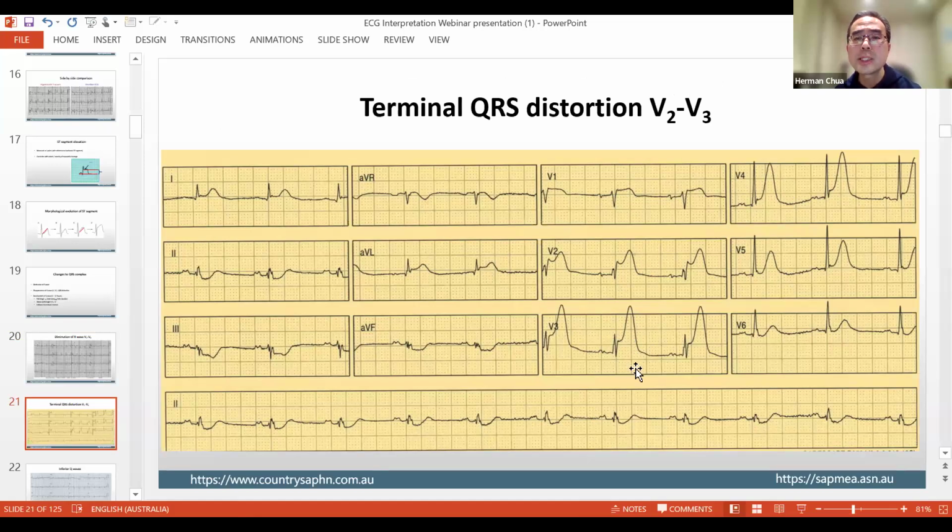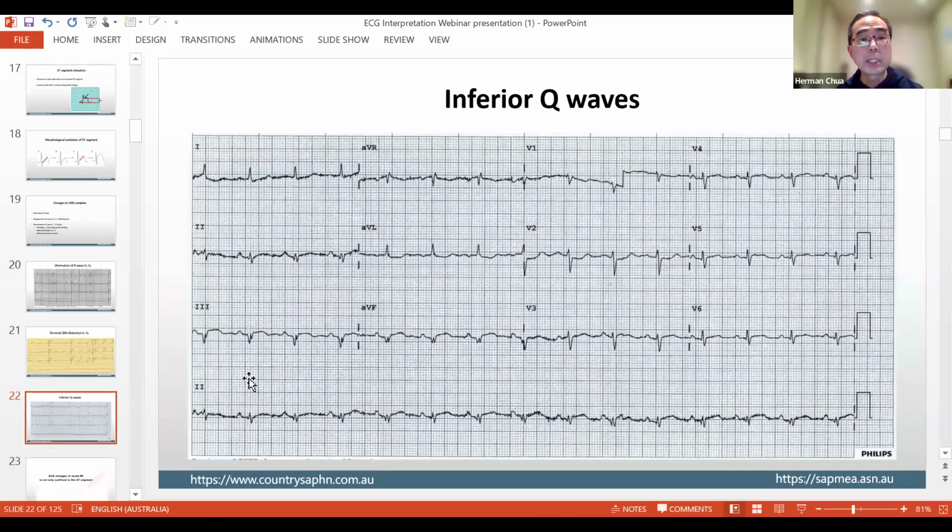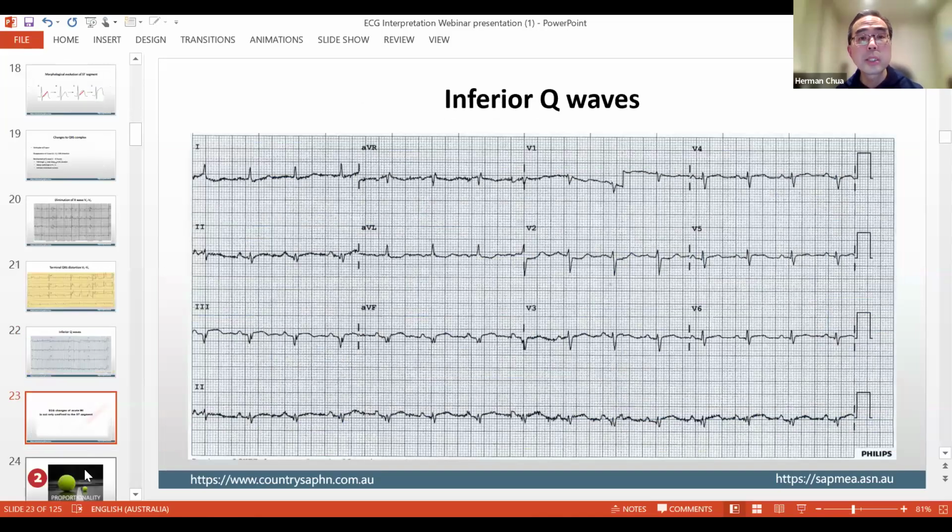And you can see the S wave is as if it's just being dragged upwards, right? Okay, and see in leads V2 and V3. So there are changes to the QRS complex. And this one is just to show you that Q waves develop as well. Basically, in the inferior leads, you can see the Q waves in leads 3 and AVF there.